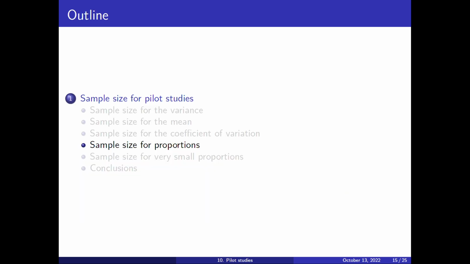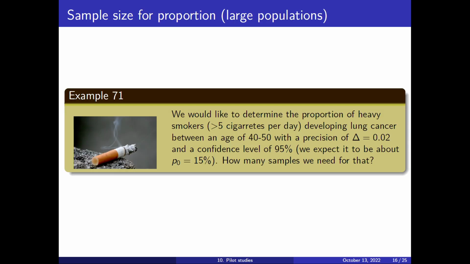Okay, so let's see with proportions. With proportions, it's even worse. Let's say that you want to determine the proportion of heavy smokers. Heavy smokers are those that smoke more than 5 cigarettes per day, that develop lung cancer between an age of 40 and 50 years old, and you want to have a precision of 2% and a confidence level of 95%, and you expect the proportion to be around 15%.